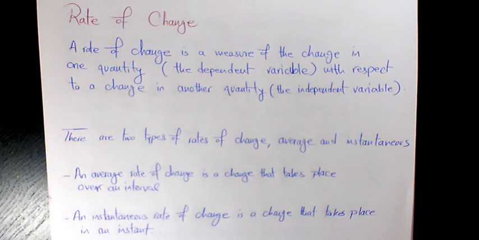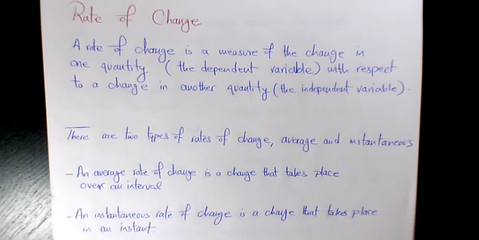Welcome to another video. In this video I want to talk about the rate of change. The rate of change is a measure of the change in one quantity, which we call the dependent variable, with respect to a change in another quantity, which we call the independent variable.